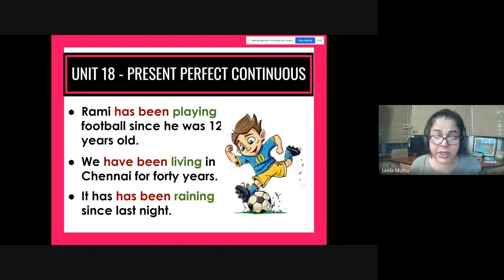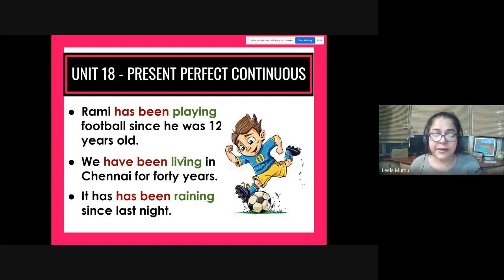We have been living in Chennai for 40 years, which is true. I mean, me and my family, we've been living in Chennai for the past 40 years. So 40 years ago, we started living in Chennai. And as you can see, I'm here. The action is continuing even today. We are still living in Chennai. Okay. So we have been living in Chennai for 40 years. An action which happened in the past and is continuing even today.